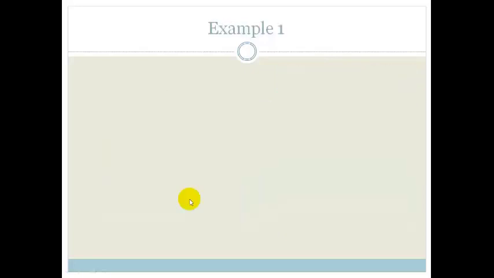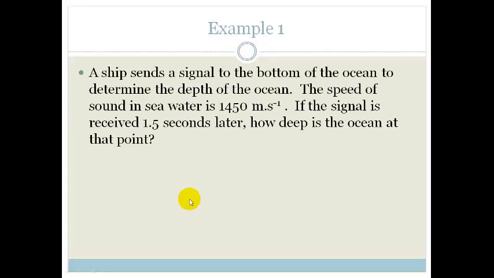Now we can use the wave equation and all the equations that we've gone through in a couple of examples. So let's look at a couple of examples. First of all, it says, a ship sends a signal to the bottom of the ocean to determine the depth of the ocean. So the ship wants to know, is it going to sink? Is it going to hit the bottom of the ocean? Wants to know the depth of the ocean. The speed of sound in water is 1,450 meters per second. If the signal is received 1.5 seconds later, how deep is the ocean at that point?